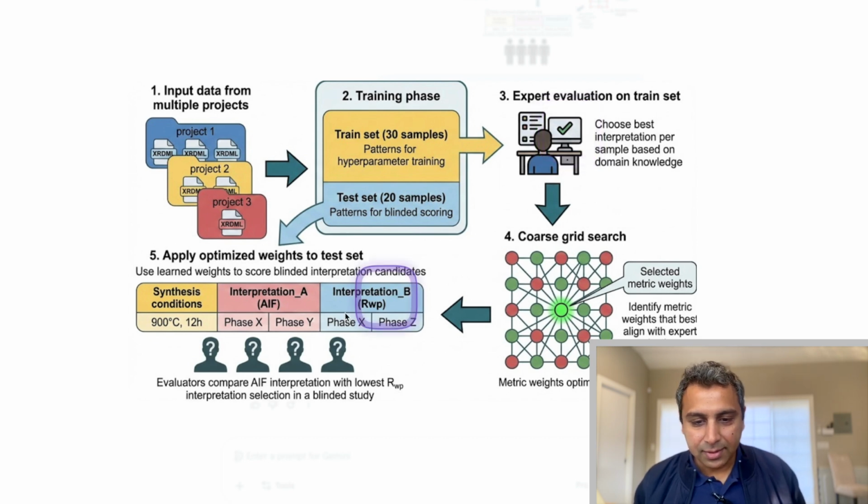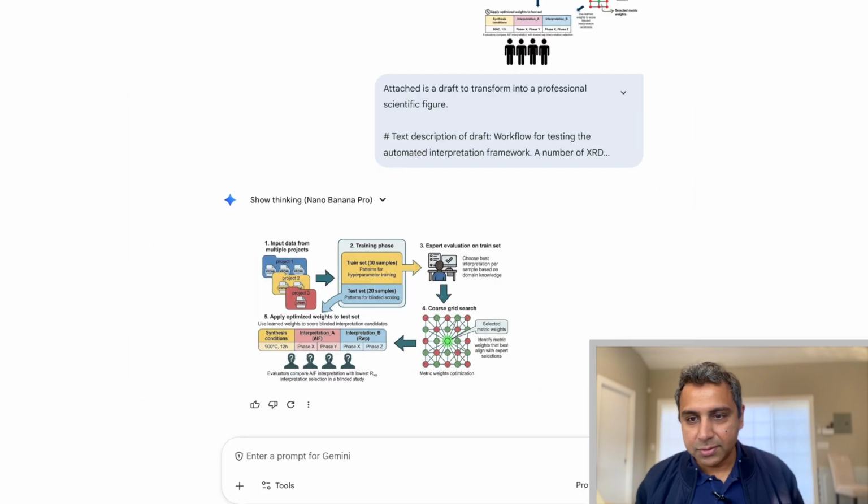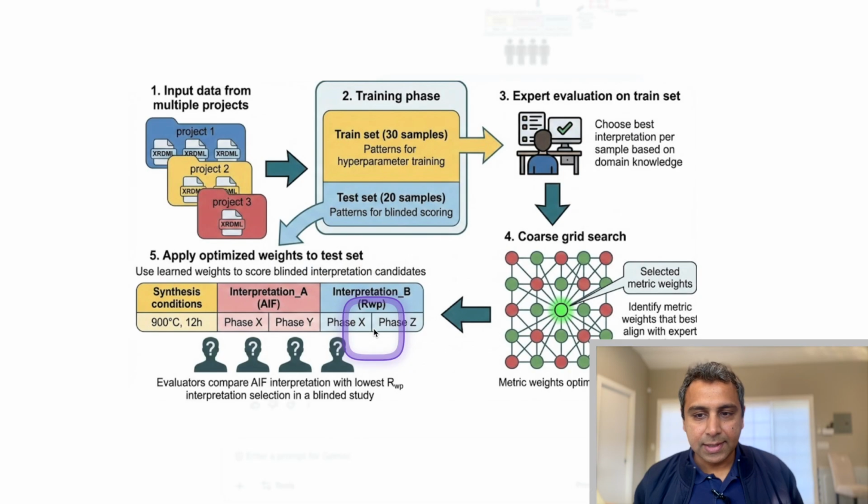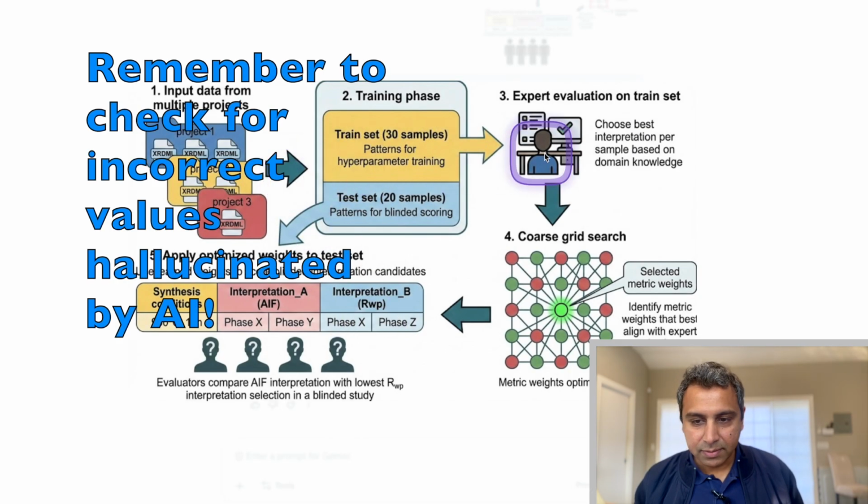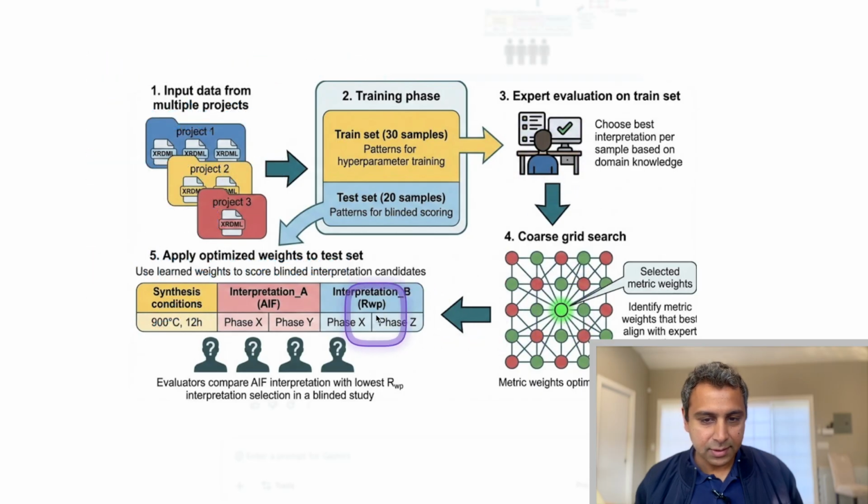And then I like that they have made the evaluators a little bit less prominent here. You can definitely see them, but they're not as large as they were in the original image and not taking up as much space. So a lot of this actually looks pretty good. We have the training set, the expert evaluation, the coarse grid search, and then the test set. So overall, I'd be pretty happy with this result.